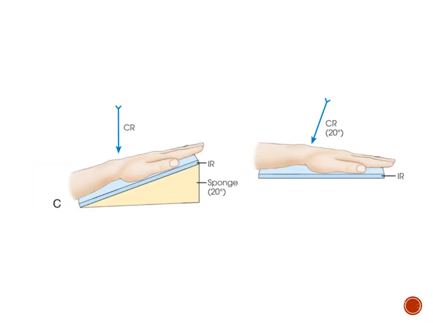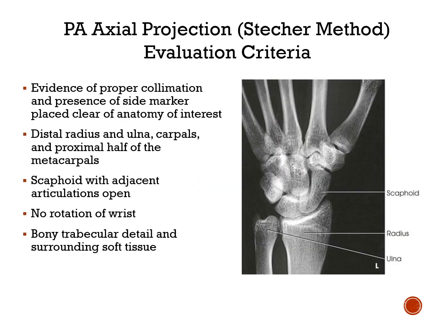So taking a look at the two options, we can either have the sponge directly beneath the image receptor, the 20-degree sponge, or we can angle 20 degrees toward the elbow. In either case, the articulations of the scaphoid are open and there's no foreshortening of the scaphoid. We're able to visualize it on the image.